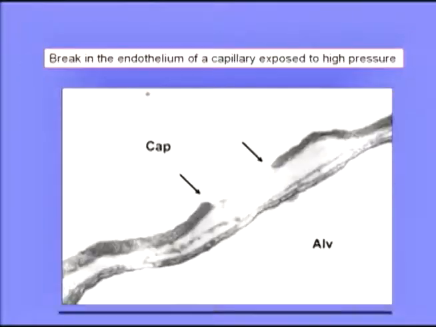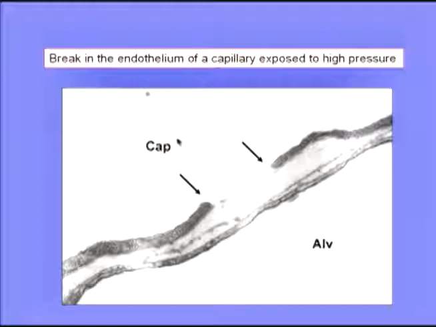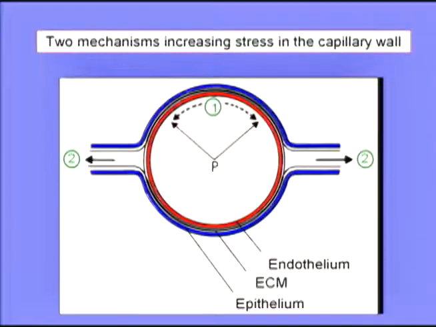And in fact, if in animal preparations you raise the capillary pressure to an unphysiologically high level, here's the capillary here, the alveolar space here, this is the alveolar wall here, here's the wall of the capillary, I should say. You can see a break in the capillary endothelium, and that's an example of the ultrastructural changes that occur under these conditions. Why do the capillaries break?